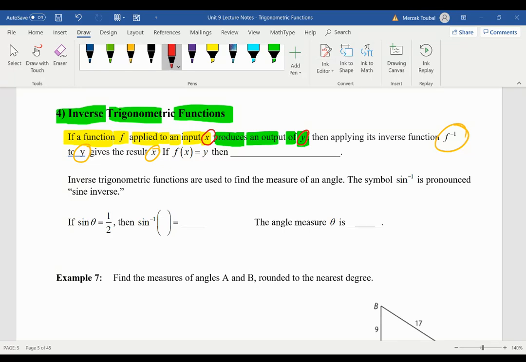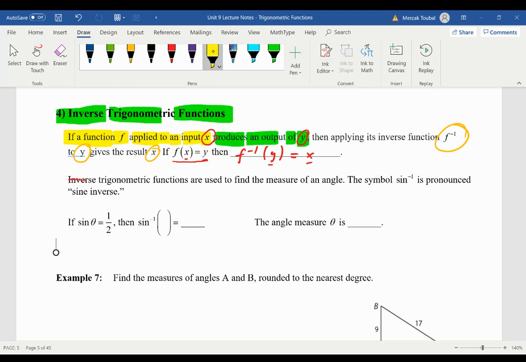The inverse function pretty much reverses the input and the output. Now, if f of x equals y, then f inverse of y equals x. We start with x, we end up with y. We start with y, we end up with x. That's what the inverse function does.